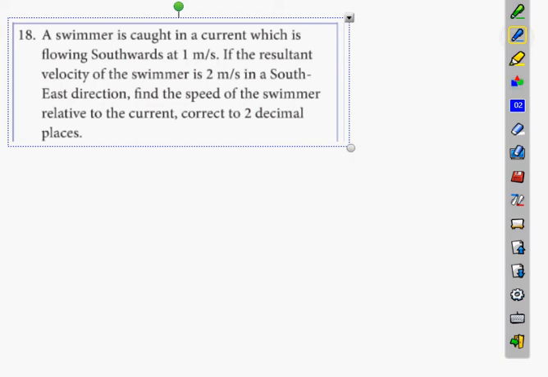So, the swimmer is caught in a current which is flowing southwards at 1 meter per second. So the velocity of the river is minus 1j. Everybody happy with that? Now, the resultant velocity of the swimmer, the actual velocity of the swimmer, do you understand? So the actual velocity of the swimmer is Vs. This is accounting the swimmer with the current. The current is accounted in this. So it's 2 meters per second in a southeast direction.